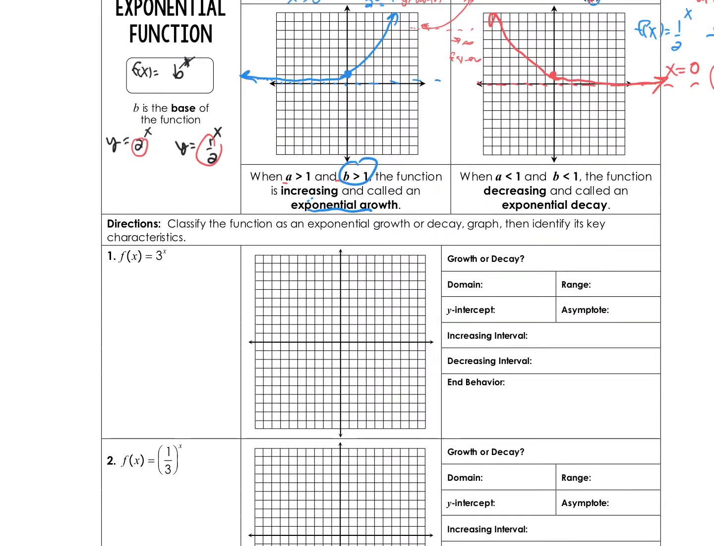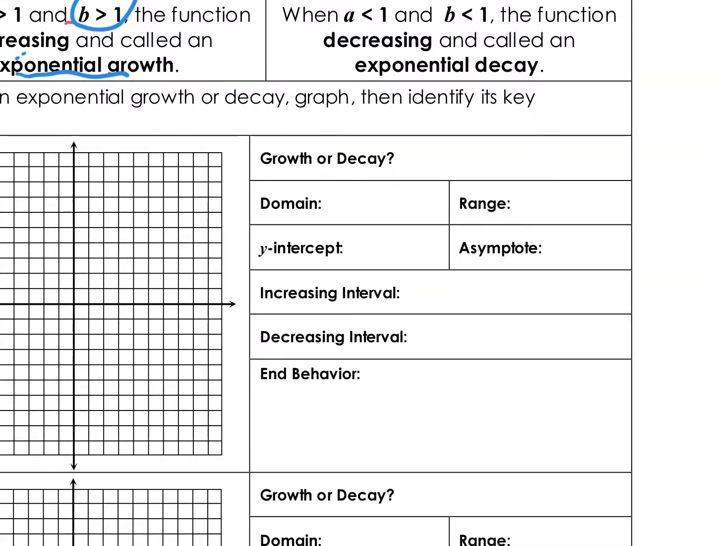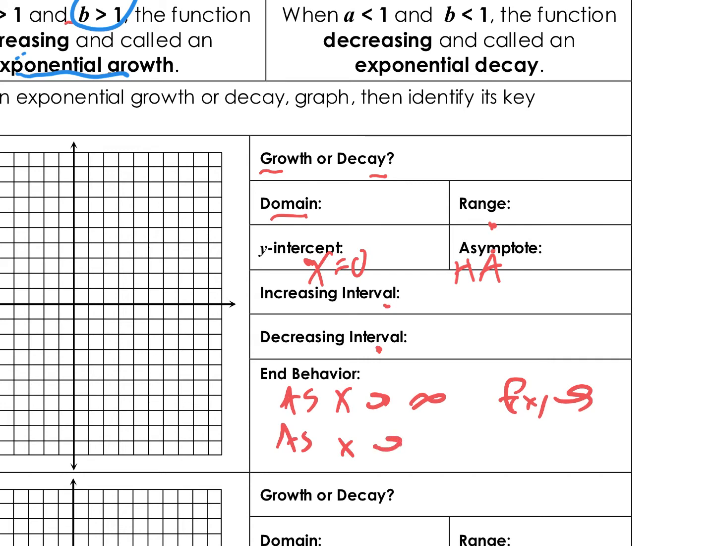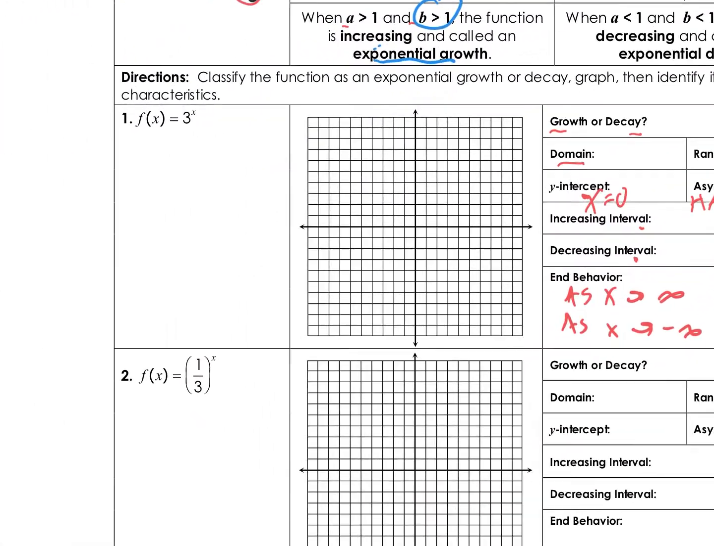So now we're going to do some more of these, and we're going to try to describe the usual. Is it a growth? Is it a decay? What's the domain? What's the range? What's the y-intercept? That means when x equals 0. I'm always going to do that. The asymptote will always be a horizontal asymptote. We'll describe the interval of increasing, the interval of decreasing, if it has one. Remember, we're only going from left to right. And end behavior: as x approaches infinity, what does f of x approach? As x approaches negative infinity, what does f of x approach? We've done this before. So the problem we're going to start with is 3 to the x.